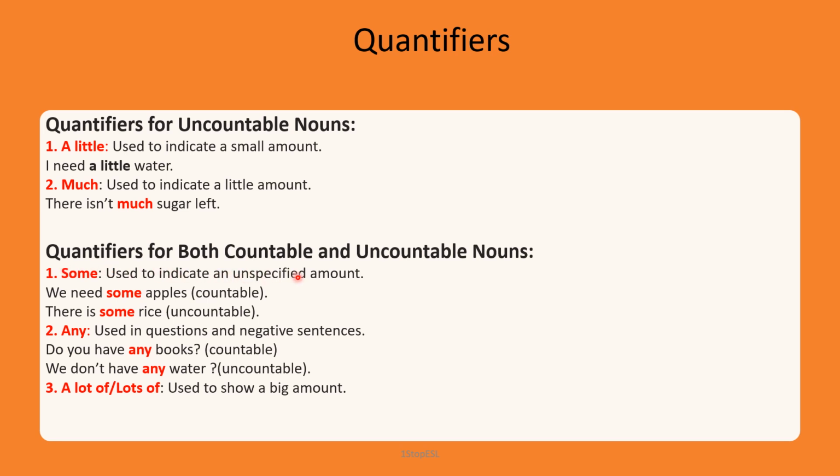Quantifiers for both countable and uncountable nouns. Number 1, some. Used to indicate an unspecified amount, so you don't say the number. For example, we need some apples. That's countable. And we can say there is some rice. Uncountable. So some is used for both. Number 2, any. Used in questions and negative sentences. Example, do you have any books? That's countable. We don't have any water. That's uncountable. Again, we can use them in both.